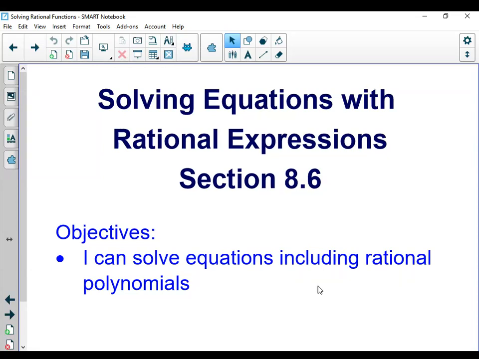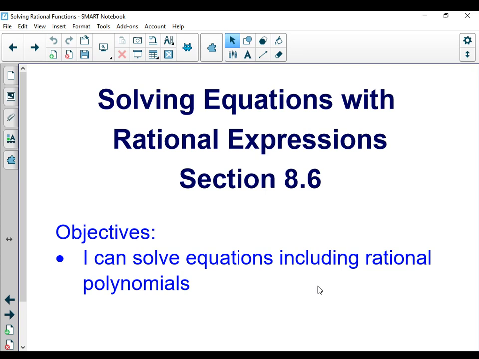Okay, so today we are solving equations. I think y'all will like today. It's very similar to what we were doing yesterday, but once we make the denominators common or match, or whatever you want to call it, then they disappear. Which is kind of nice.